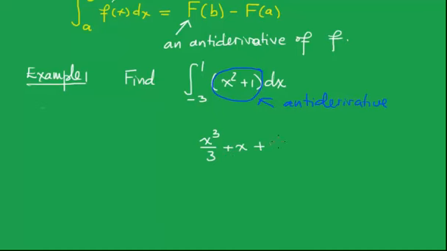Normally we should write plus c, but one thing that you should remember when dealing with the fundamental theorem of calculus part 2 is you don't need to have the constant c anymore. So we can erase the constant c. Just find an antiderivative, forget about the constant c. And then what do you do with the antiderivative?